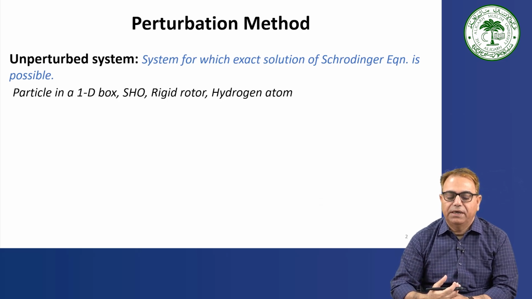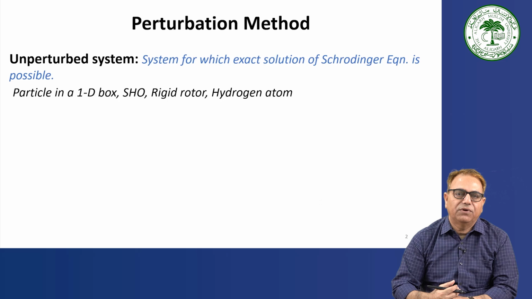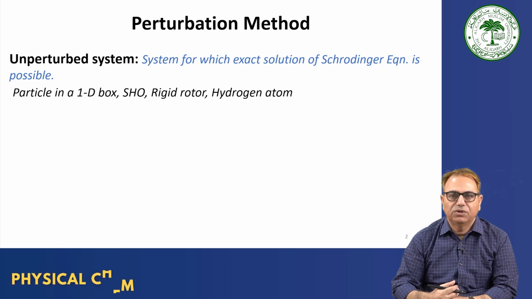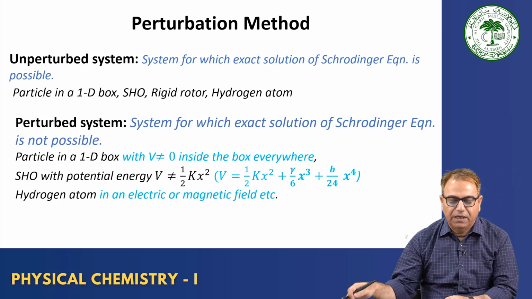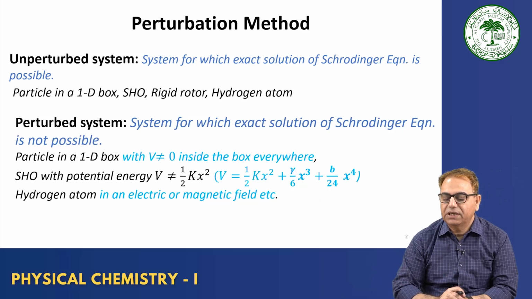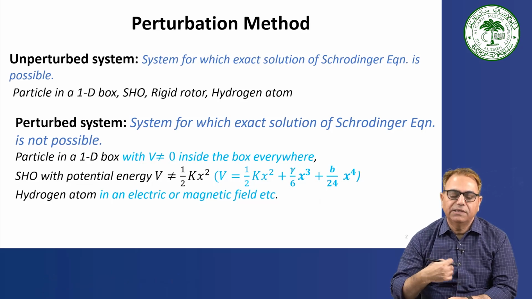I told you particle in a 1D box, simple harmonic oscillator, rigid rotor, hydrogen atom are examples of unperturbed systems, because we have done the solution for these systems and we have got the exact solution for these systems. Okay, exact solution, I mean exact eigenvalue and exact eigenfunction. And a perturbed system is when you disturb this particular system, a system for which an exact solution of the Schrodinger equation is not possible. And that happens when you slightly disturb the system.